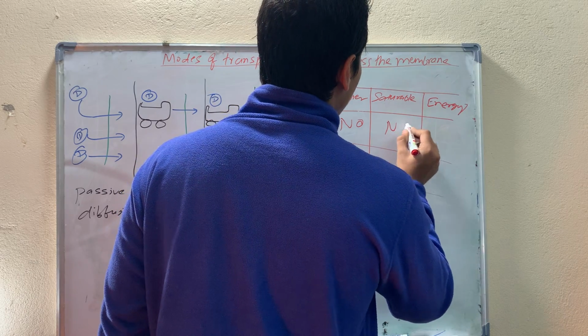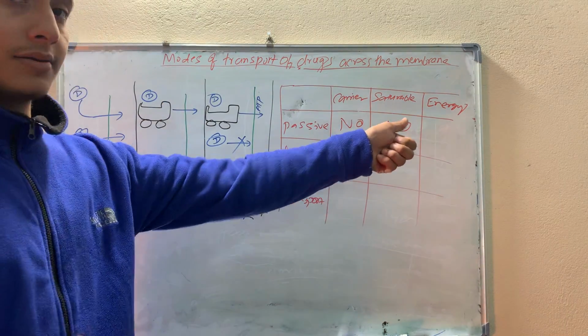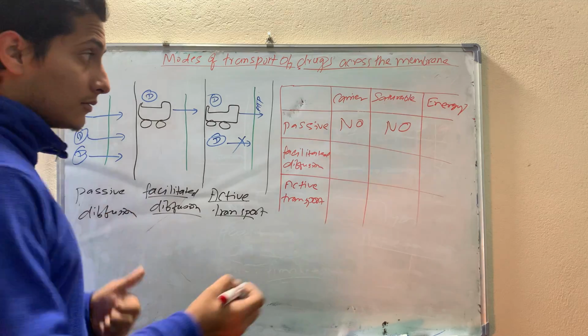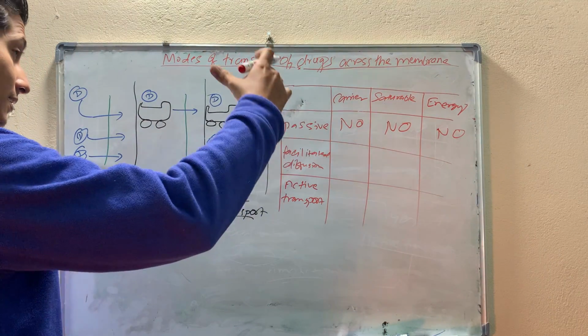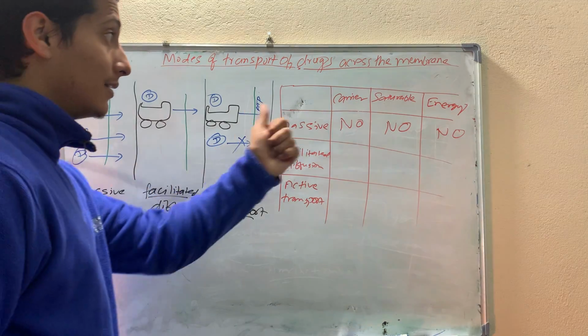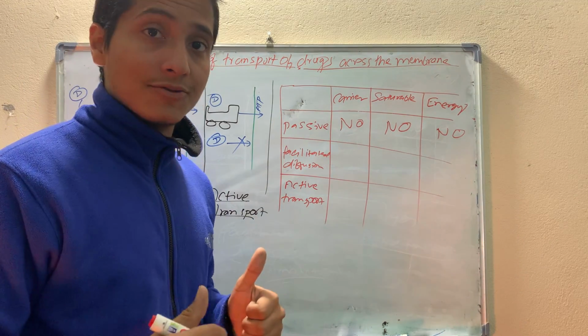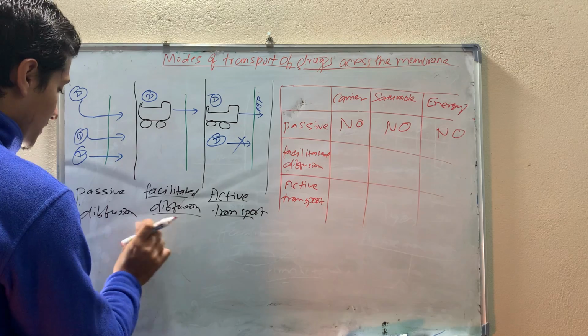This is not saturable. Now, does it require energy? No, not at all. This doesn't require energy, and it doesn't require any carrier. This doesn't require any energy, and this is not saturable. So the ideal system is this.